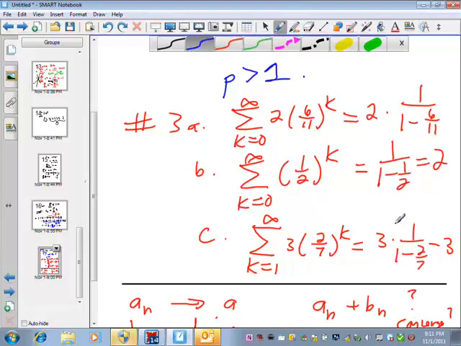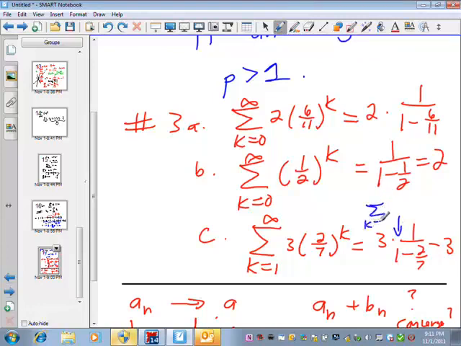We've shown that this is the sum, k equals 0 to infinity, of 3 times (2/7) to the k power. And then the minus 3 is the actual first term. Minus 3 is what happens at the first term. So if you take off the first term, then you get from 1 to infinity.